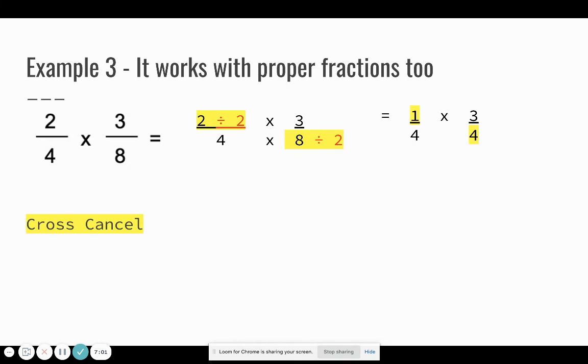So I have a whole new set of fractions to multiply, and they're smaller numbers. And when I'm done, I'm not going to have to reduce. I've already reduced. Now I can just multiply straight across. 1 times 3 is 3, and 4 times 4 is 16. It gives me a nice, reduced, complete answer already at the end.